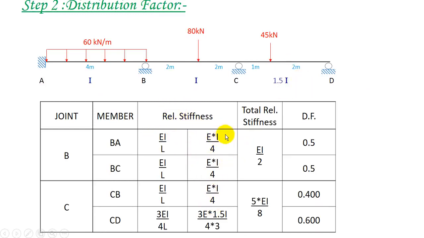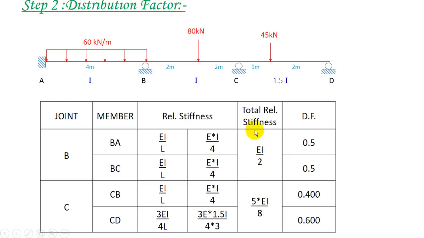For BA it is EI by 4, for BC it is EI by 4 again, for CB it is EI by 4 again, and for CD it is 3 by 4 E into 1.5 I upon 4 into 3, where 3 is the length of member CD. Now in our case, E is constant because I am considering the beam to be of single material. It could be of any material, be it concrete, steel, or timber, but it's a single material. That is the reason E is constant.